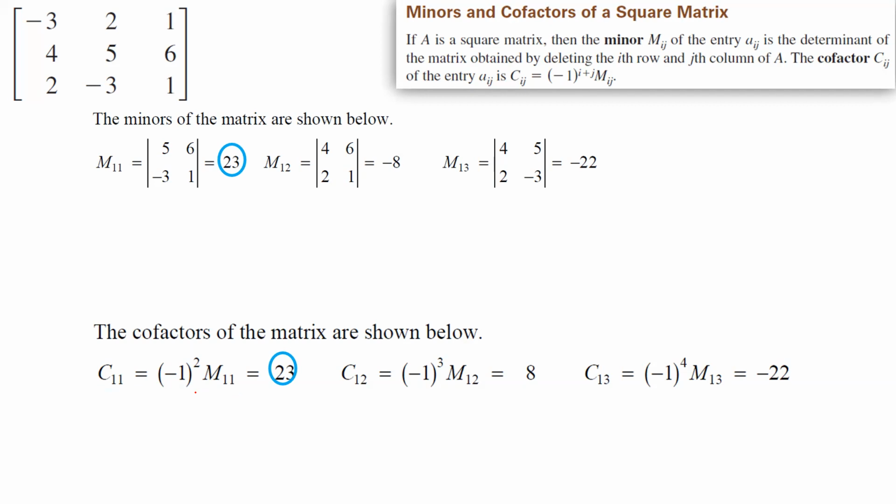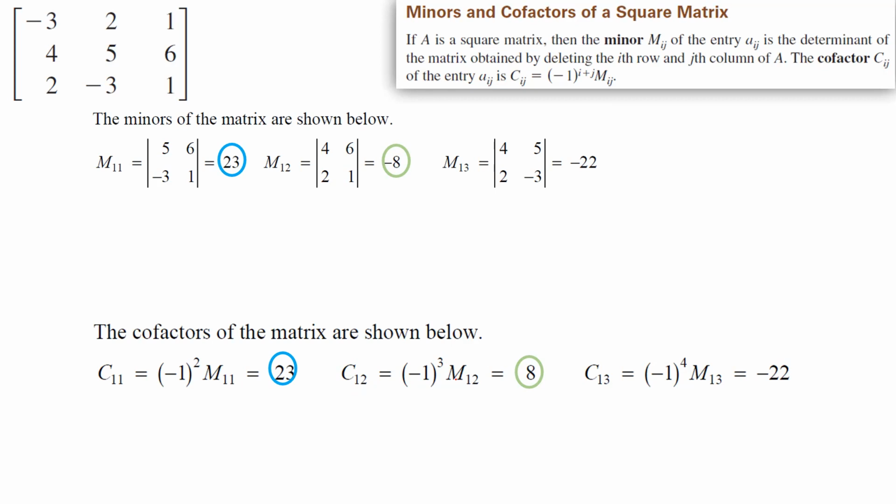Now for the second minor, m sub 1 2, as we saw, is negative 8. You can easily use that to calculate C sub 1 2. By definition, it is negative 1 to the power 1 plus 2, which is 3, times the minor for the first row and second column. Since it's negative 8, times negative 1 gives you positive 8.